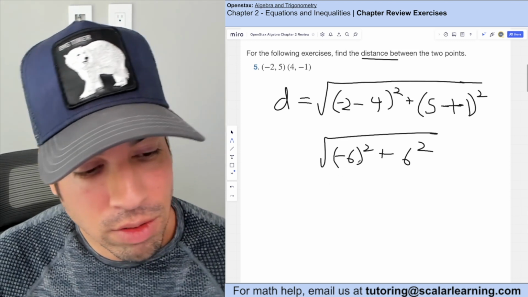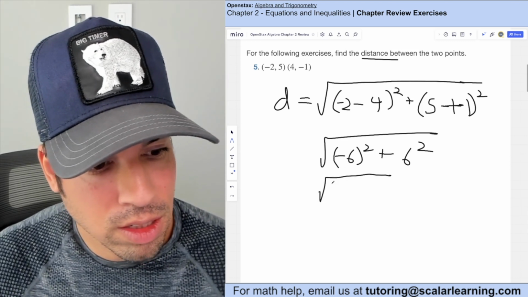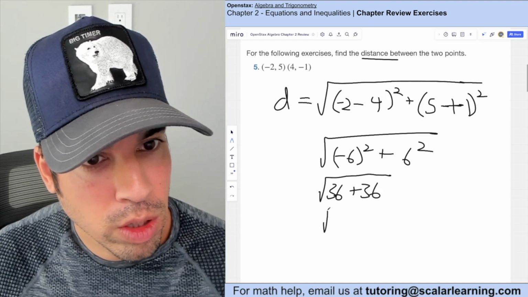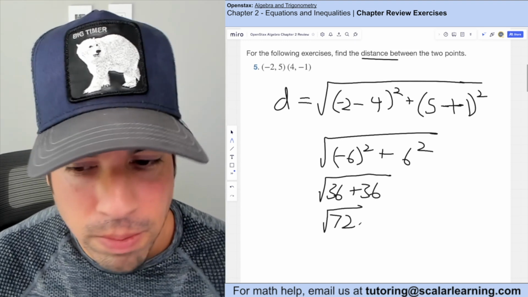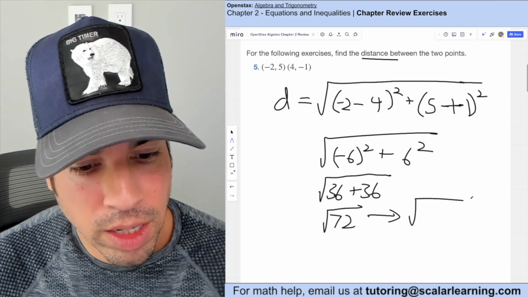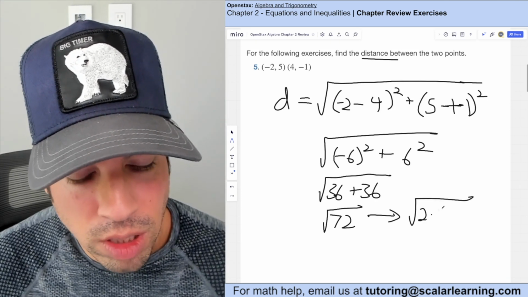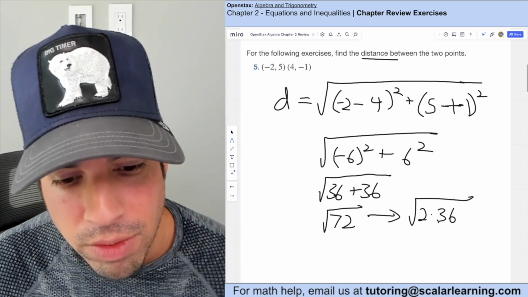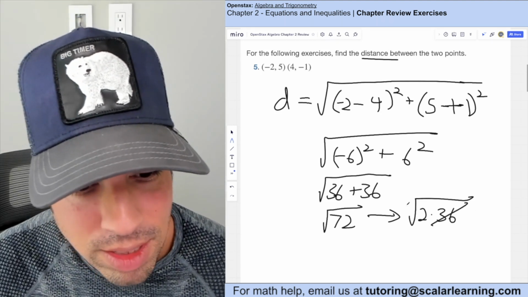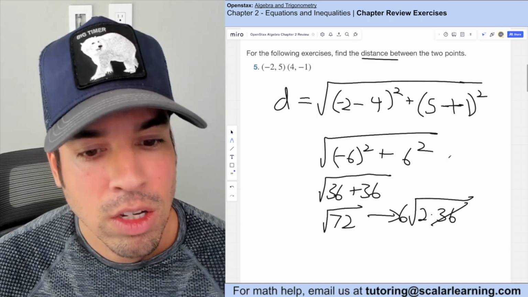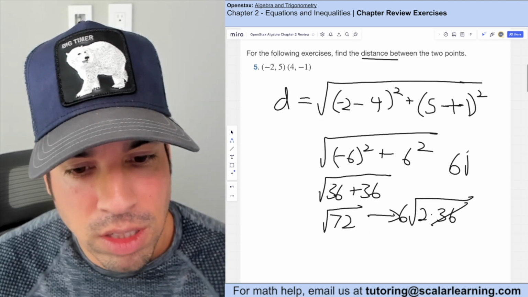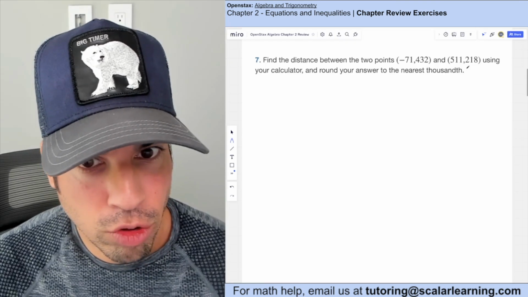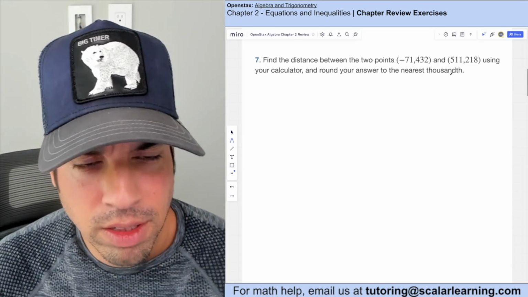6 squared, negative 6 squared, is 36. Positive 6 squared is also 36, which gives us the square root of 72. Now, if we reduce this, we can recognize that 72 is the same as 2 times 36. And 36 is a perfect square, so I can pull a 6 out, right? Square root of 36 is 6. So my final simplified answer is 6 radical 2. Done. Find the distance between these 2 points using your calculator, round to the nearest thousandth.